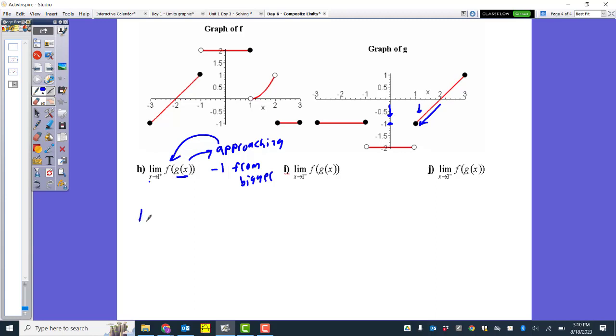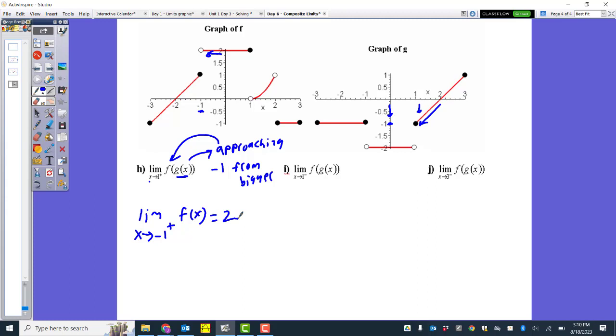So when we expand out to f, we're going to approach the x value of -1 from bigger values. Limit as x approaches -1 from bigger values of f of x. And we're going to find this limit. So we'll approach -1 from bigger values, and that's equal to 2.